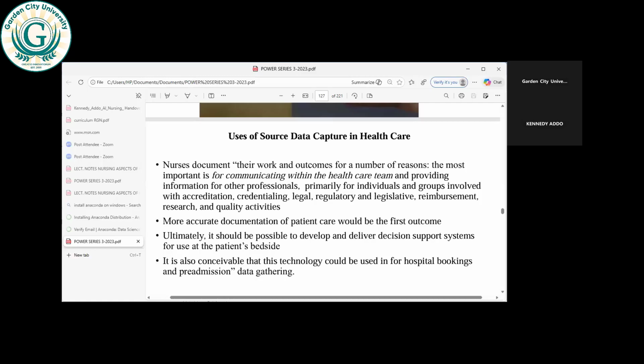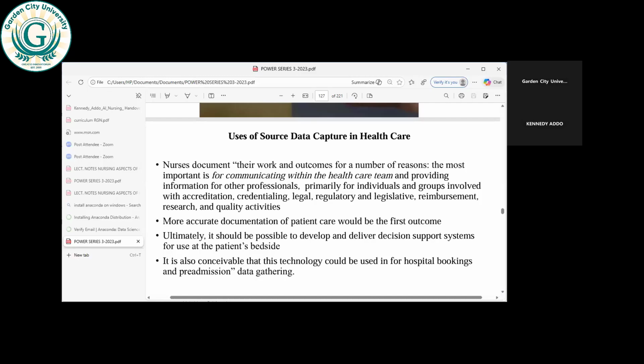that can support documentation. It should be possible to develop and then deliver decision support system for use at the patient bedside. Decision support system is any computer-based system that is meant to provide assistance to care providers. So it's very important that your effort is complemented by some of these decision support features that can ensure that right at the point of care delivery, you can take notice of errors and see how you get them resolved.